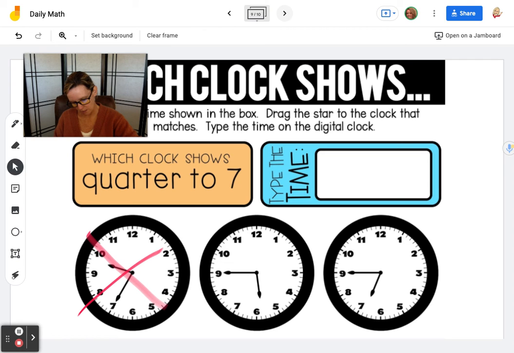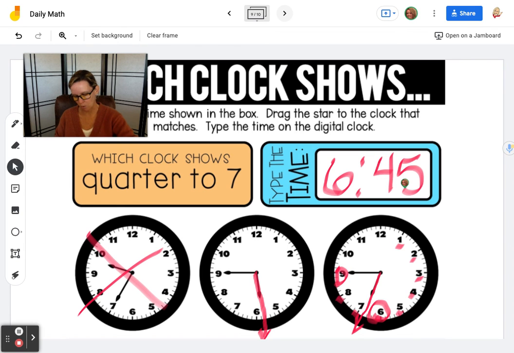So if I drag this one out, that's almost to the 6. But if I drag this one out, that's almost to the 7, right? So it's still 6. The hour is still 6, right? But it's almost 7. And if I skip count, 5, 10, 15, 20, 25, 30, 35, 40, 45. It's 6:45, which means it's a quarter to, because it's a quarter to 7 o'clock.